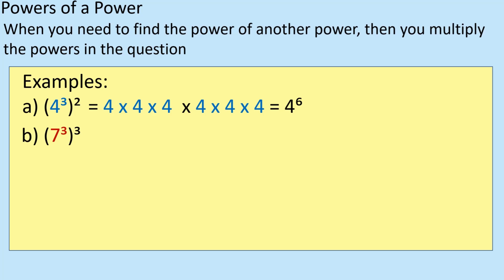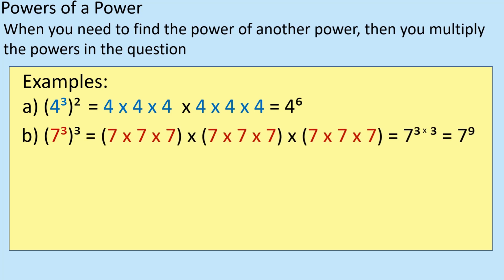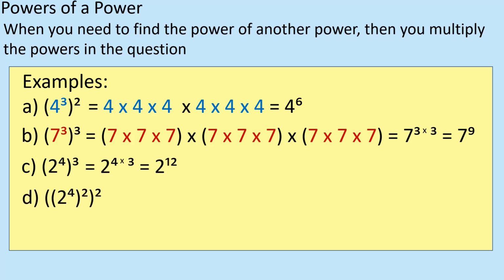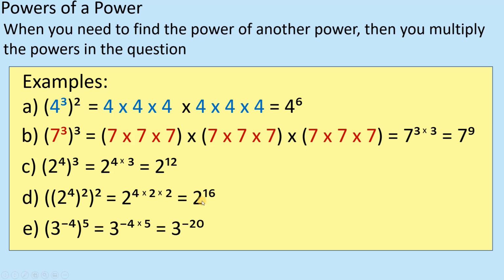So 7 cubed cubed is going to be 7 to the 9, again 3 times 3, and it gives you an illustration as to why, because I've got 3 lots of 7 cubed. So making it quicker now, 2 times 4 to the 3 is going to be 2 to the 4 times 3, which is 2 to the 12. And bracket in a bracket, so let's do this one step at a time. You've got 2 to the power 4 squared, so that's 2 to the 8. And then square it again, which would be 2 to the power 16. There you go. And finally, but by no means least, if you've got a negative, we treat it exactly the same way. So this is going to be 3 to the minus 20. Again, I'm not worried too much about negatives at this point because that is in another lesson: fractional and negative indices.